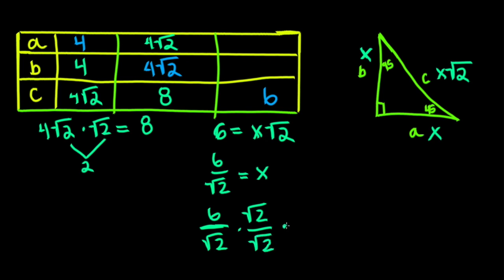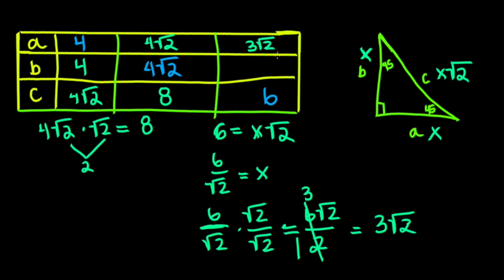Alrighty, and then this is going to equal a 2 on the bottom, and then 6 times the square root of 2 on the top. However, we're not done yet. This can still be simplified. So 6 and 2 can be simplified to 3 over 1. So our final answer for x is going to be 3 times the square root of 2. So we can fill this in for both of our A and our B column.